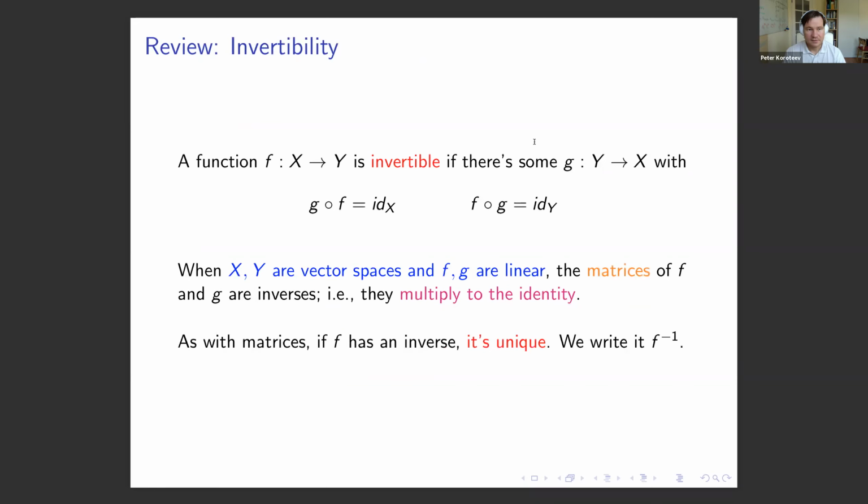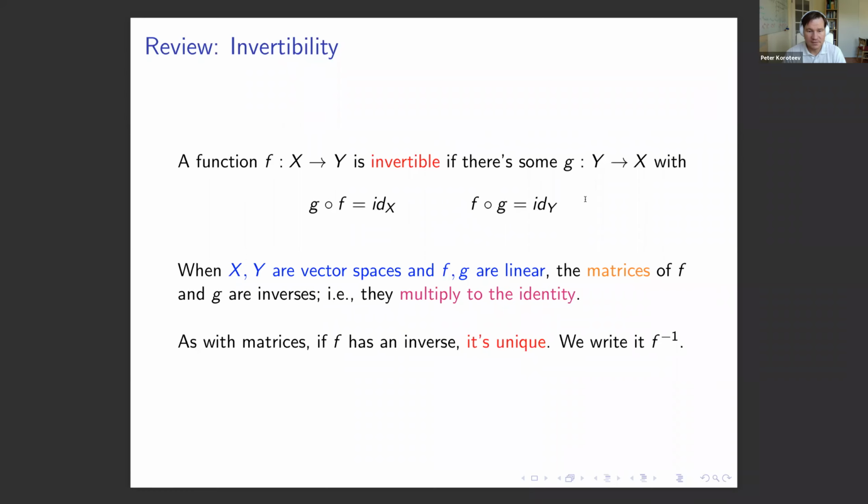Invertibility, another review. A function f from X to Y is invertible if there is a function g from Y to X, such that the compositions in both directions give identity functions on X and on Y respectively. When X and Y are vector spaces and f and g are linear, the matrices of f and g are inverses. We can multiply them one by another in any order, and we will get the identity matrix in the corresponding vector space.